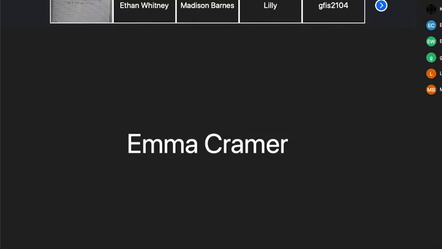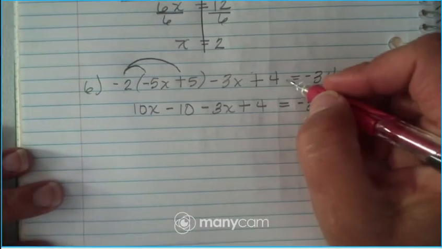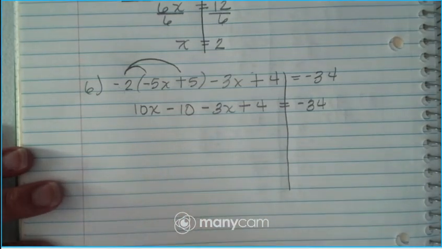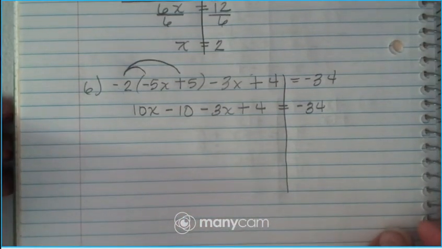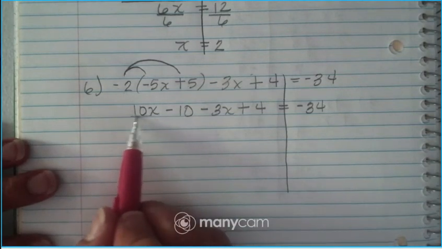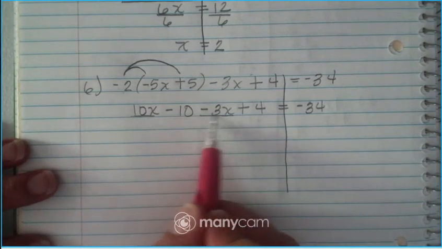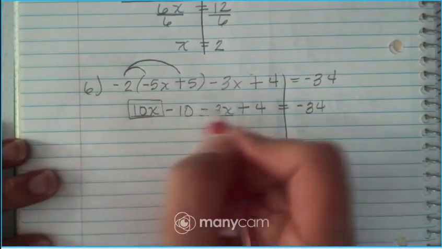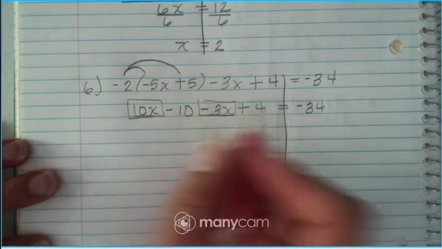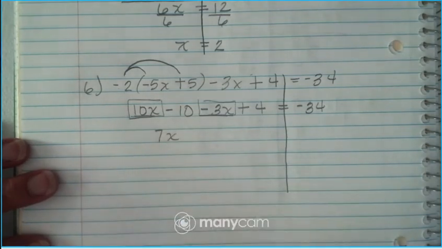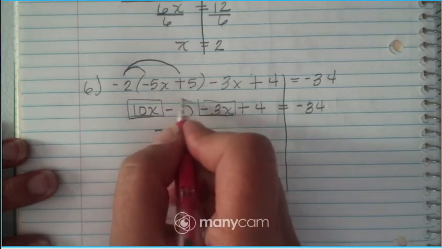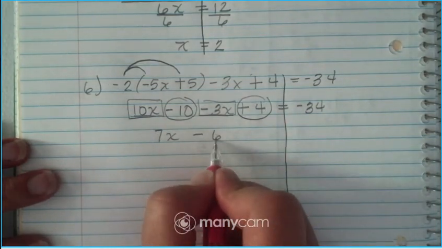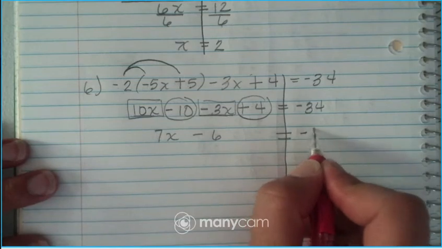Then everything else stays the same. Does anybody know what I have to do before I actually start solving? You have to do it on this side. Remember what that's called? Combine like terms. So if I have 10x and negative 3x, it gives me 7x. And I have negative 10 and positive 4 gives me negative 6 equals negative 34.